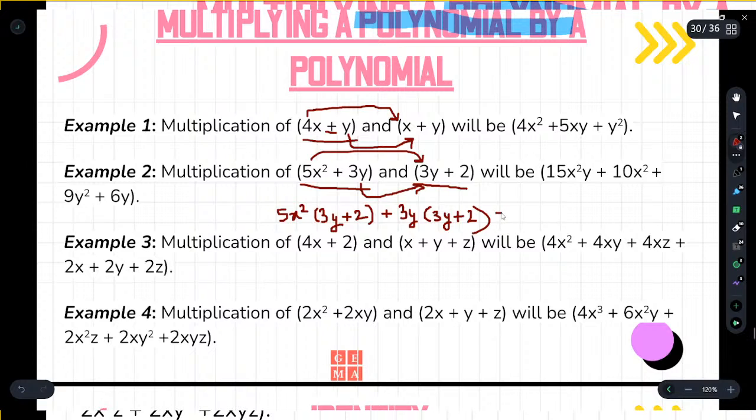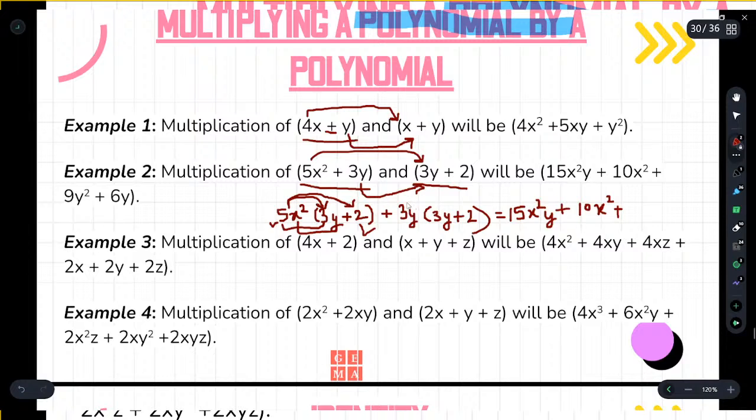So let's solve it again. Multiplying this with the individual terms inside the bracket, I get 5 into 3 is 15. And x square into y is x square y, because both of these are two different variables. Now 5 into 2 is 10. And x square into 1 is x square.